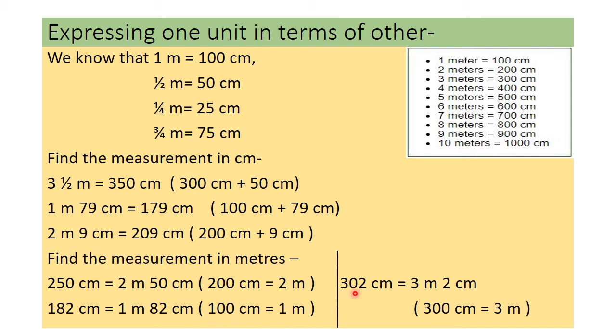And the last but not the least example which I have taken for you is 302 centimeters. Here we can see that 302 can be written as 300 plus 2 centimeters. How come? Because 3 meters is equal to 300 centimeters. So we can write 302 centimeters as 3 meters and then 2 centimeters. So dear students, I hope you have understood how we can convert the meters into centimeters and vice versa.